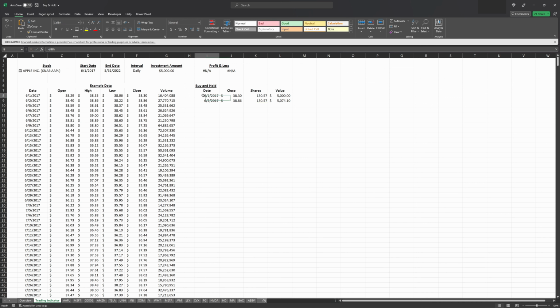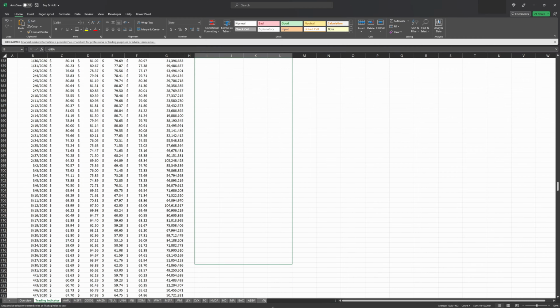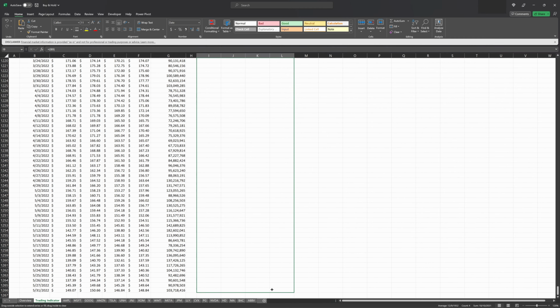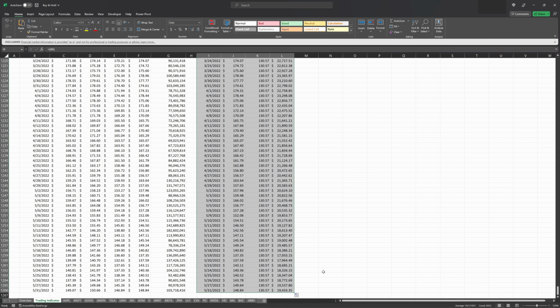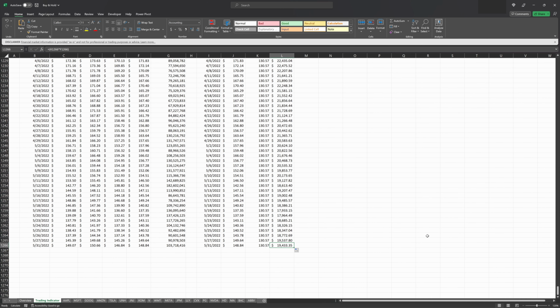So on the 1st of June 2017, we bought 130 shares at a value of 5,000. And on June 2nd, 2017, the value rose by 56 cents. Therefore, our total value of shares at 130.57 shares had an increased value at 5,700. So if we highlight this and copy it all the way down, all the 5 years here, you can see the total value, 19,433. Not bad.